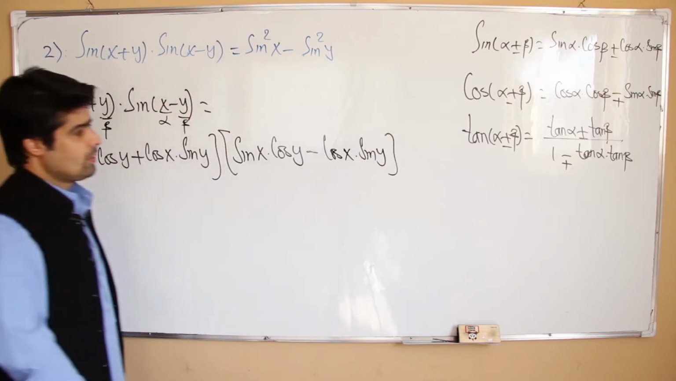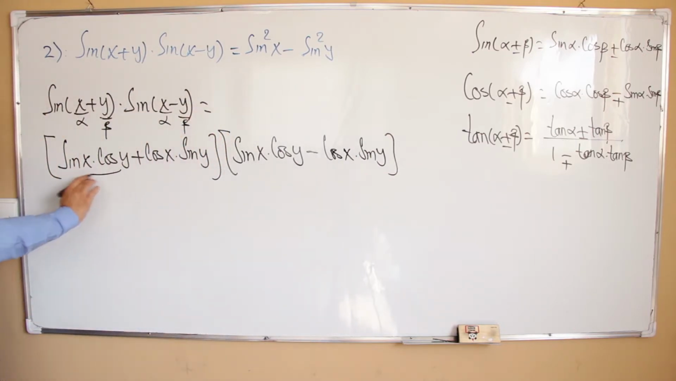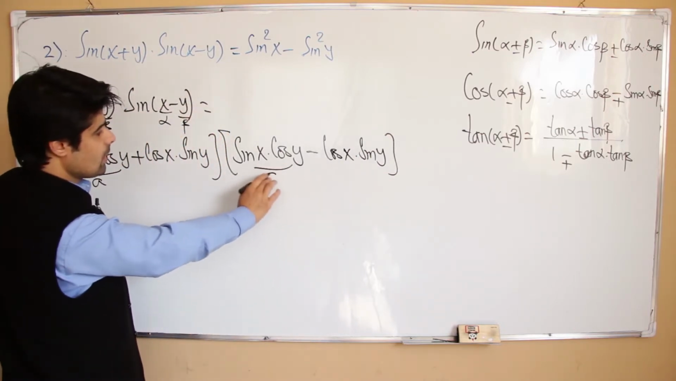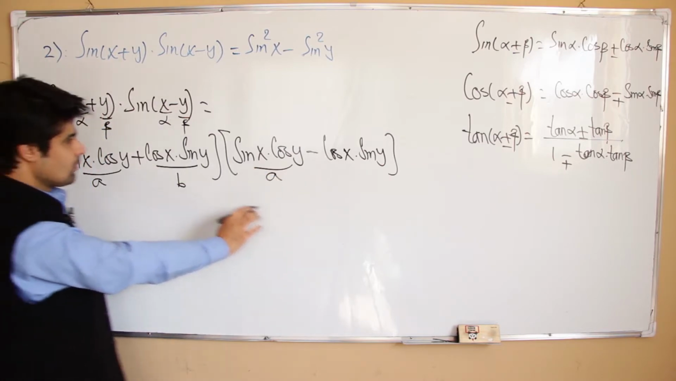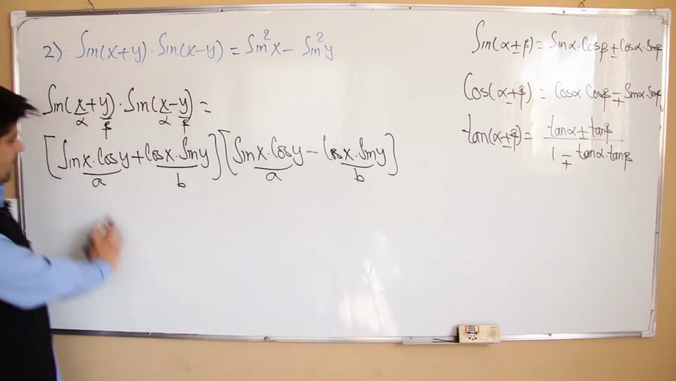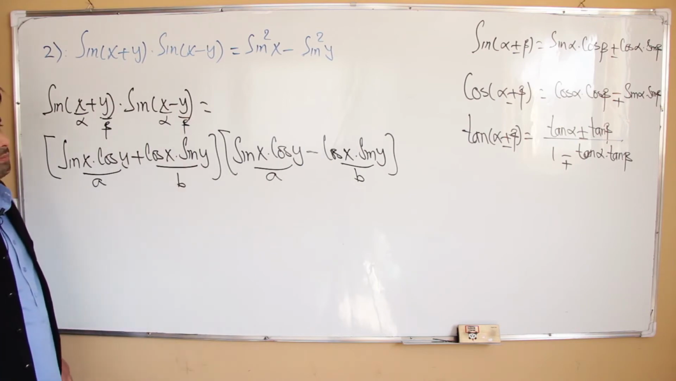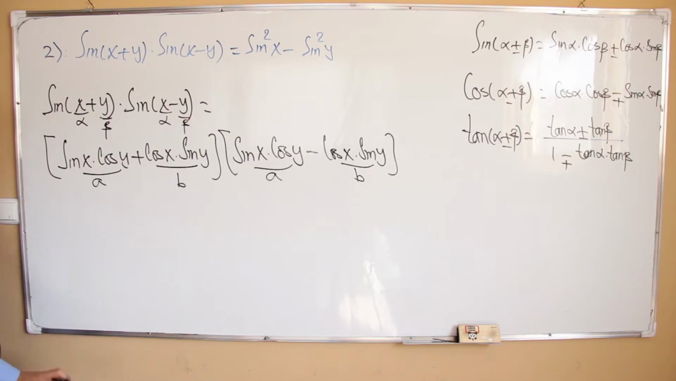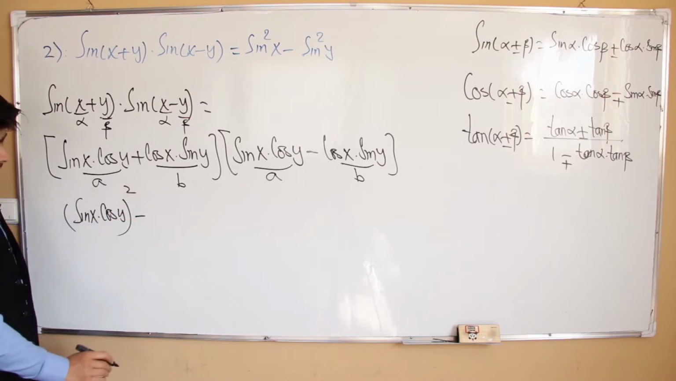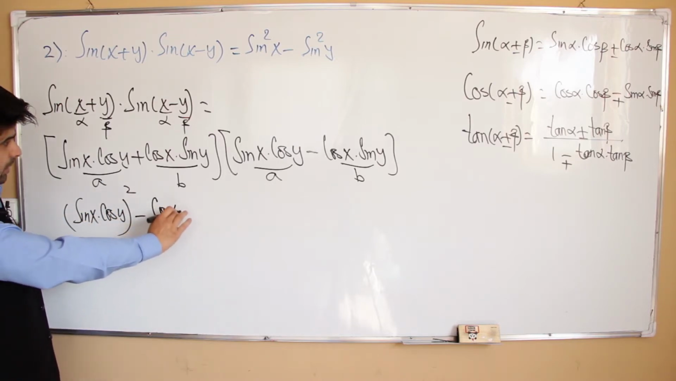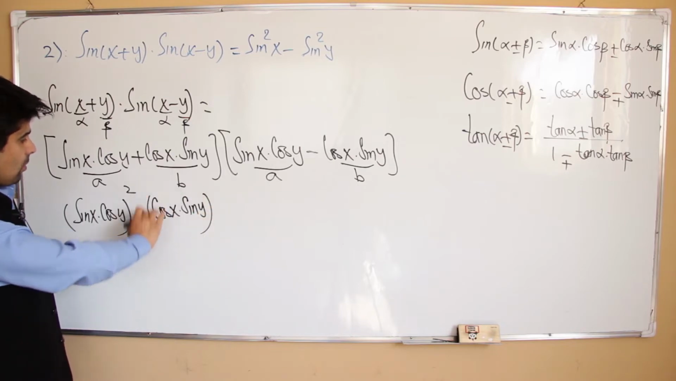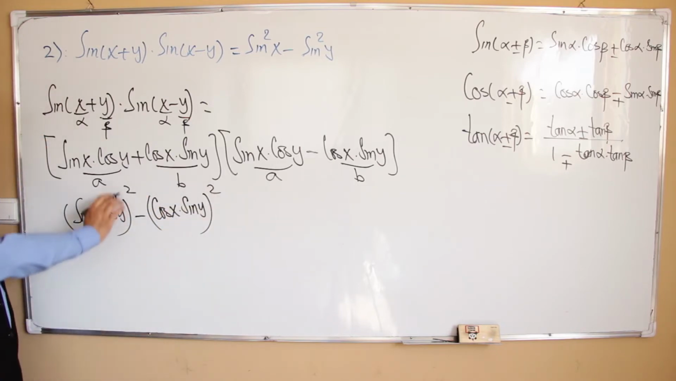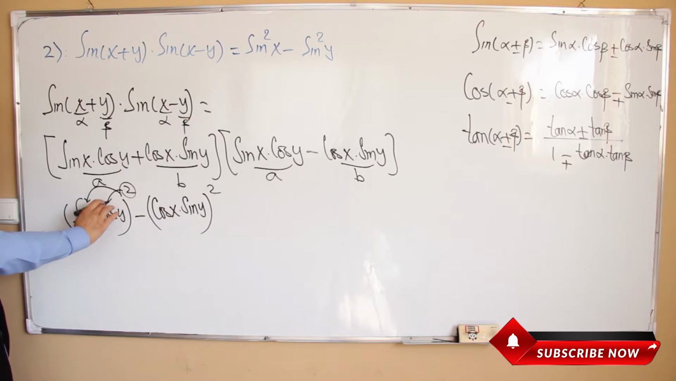is 1. Now in here, look, this one is A, this one is also A, this is B, this is B. A plus B multiplied by A minus B is A square minus B square. Am I right or not? A square, which is sine x cosine y, whole square, minus B square, which is cosine x sine y, whole square. Now, this 2 belongs to both of them.